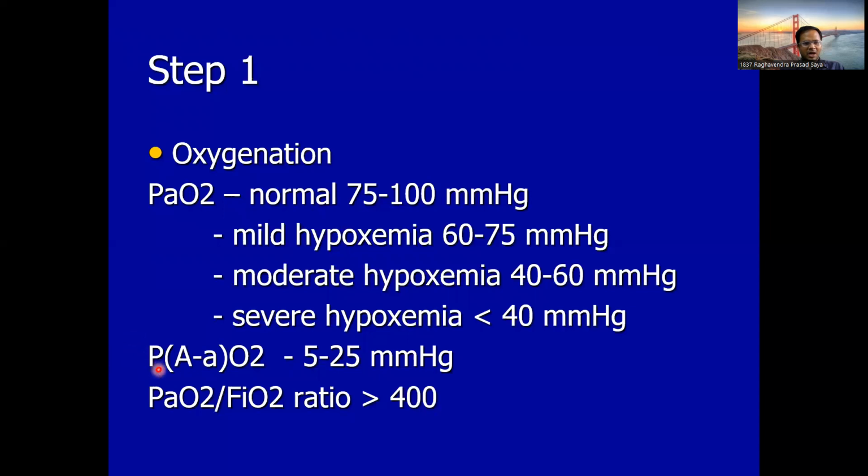So the alveolar arterial gradient is 5 to 25 millimeter of mercury. It is 5 millimeter of mercury in a young adult and also a fit athlete, and 25 millimeter of mercury in a very sick patient, a patient having obesity, abdominal compartment syndrome, and old age. The PaO2 to FiO2 ratio of more than 400 is normal.